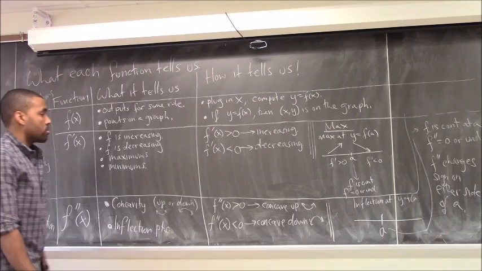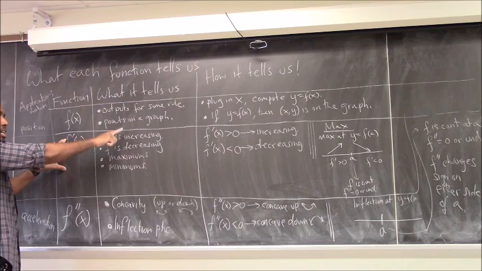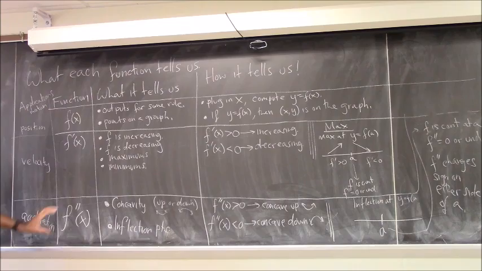But at the end of the day, you should know what each function does and how it tells you this information. The original function gives you points, coordinates on your function. It tells you about outputs. The derivative tells you about increasing, decreasing, maximums and minimums. So if you ever want to find one of these kinds of information, you would use the first derivative. If you're after concavity or inflection points, you would use the second derivative. Do not use any of these functions to find any of the other things that's not in their row.